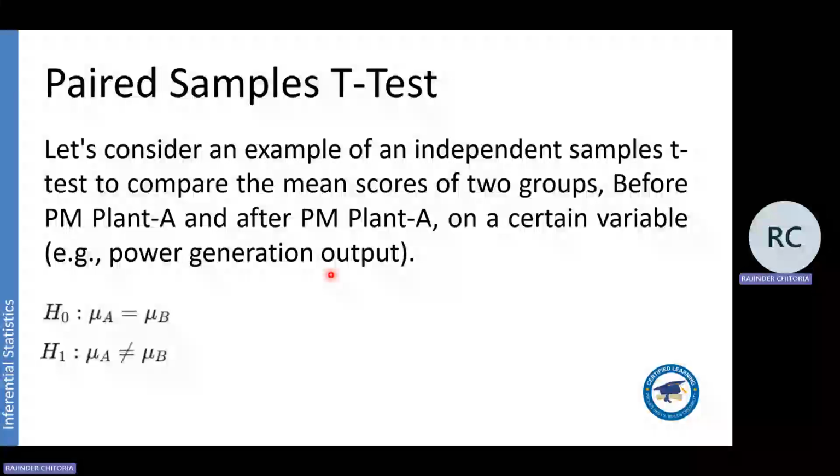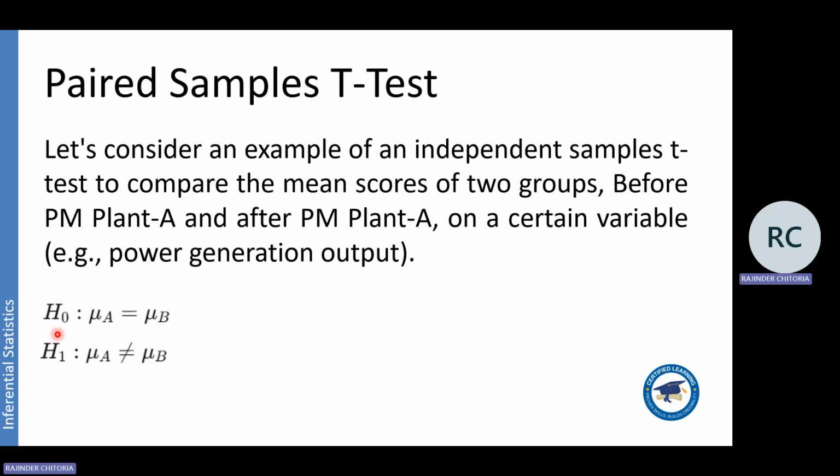From the same group or same set of data points we have. In plant A, we are getting samples before PM and after PM. PM is proactive maintenance. So before proactive maintenance plant A and after proactive maintenance plant A, right? It means we have the same group of data samples.